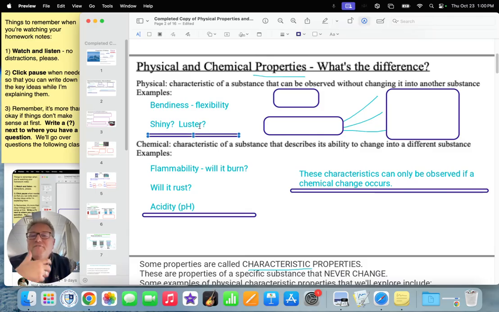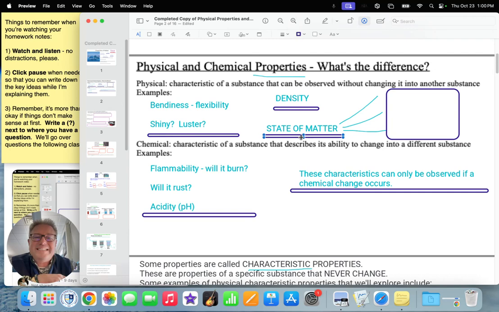Is it shiny? Does it reflect light or not? What's its luster? That's a word for shiny or not. That's a physical characteristic. You could observe those physical characteristics without changing it chemically. Some other physical characteristics can be density. We're going to explore density a lot, specifically in this unit.